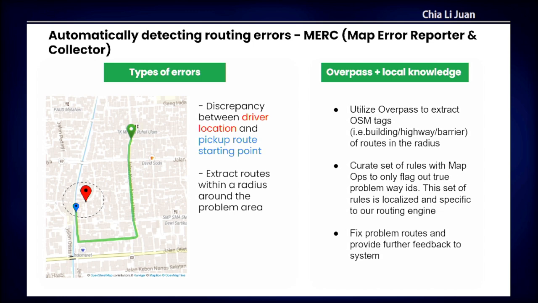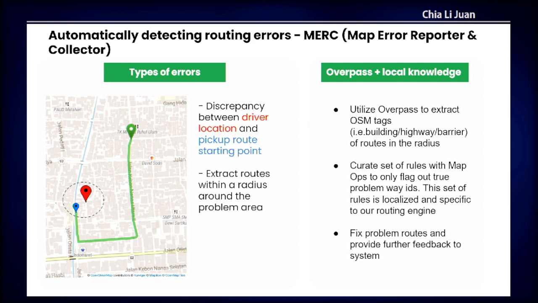There's also another project where we look at the discrepancy between the driver location and the pickup route starting point. You see in the radius over there, there's this small gap, right? Usually what we should be looking at is that the red marker should be at the point where the blue marker is. So when this happens, it could be that there are some issues around that area. That's why we are not able to route starting from the driver location.